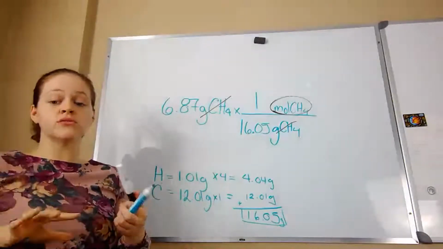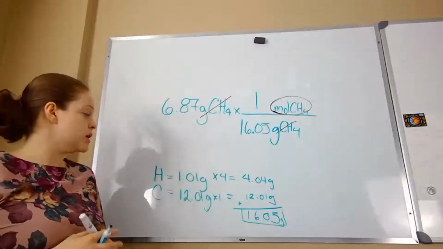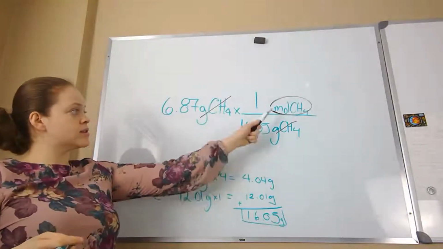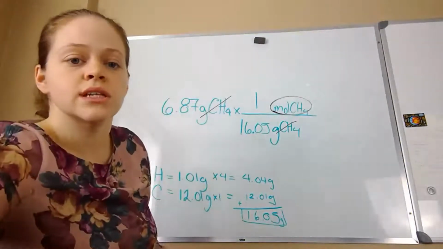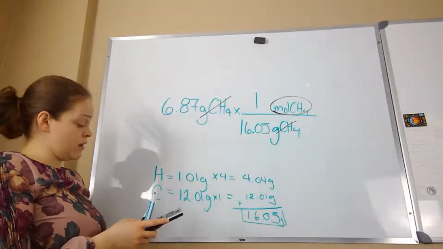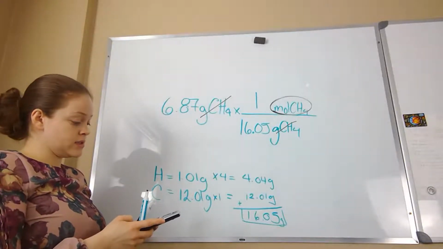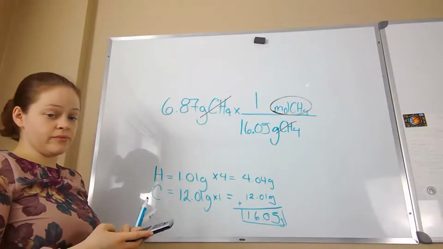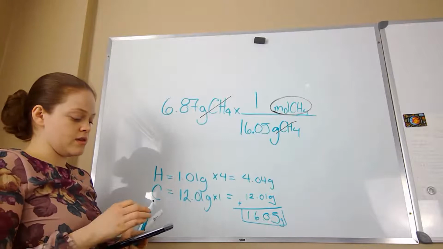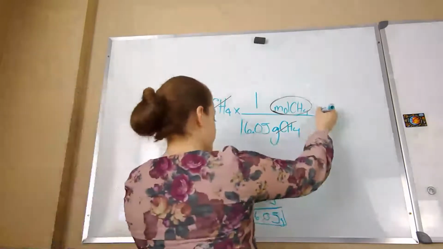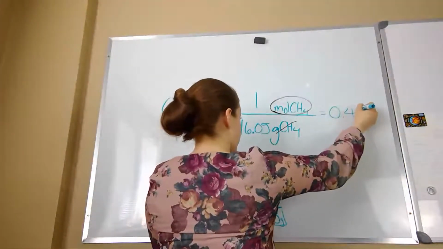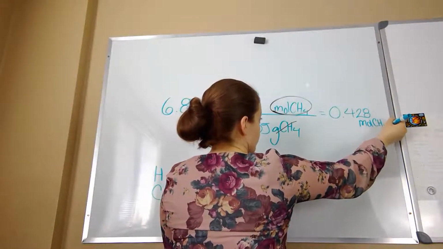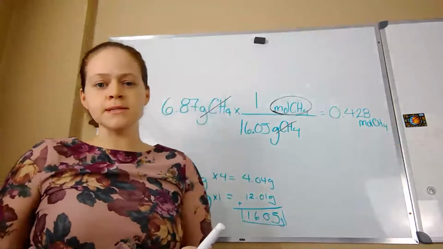Okay, so basically you convert through the molar mass. We got the molar mass, put it here, this unit matches this unit, and we're left with moles. So if I just did that on the calculator, I would do 6.87 times 1 divided by 16.05. And that gave me 0.428 mole of methane. Does that make sense?